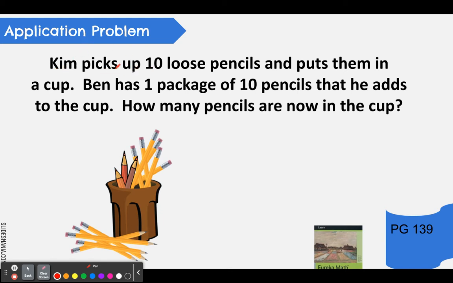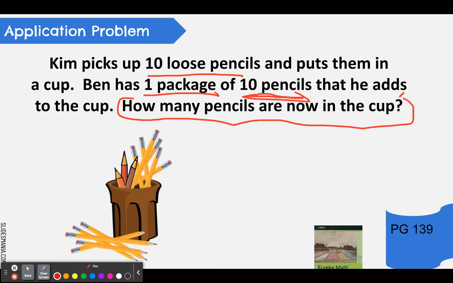Kim picks up 10 loose pencils and puts them in a cup. So there's 10 pencils in a cup. And then Ben has one package of 10 pencils. So in that package that Ben has, there's 10 pencils in it. So Ben adds that package of 10 pencils to the cup. How many pencils are now in the cup? So our question is, how many pencils are now in the cup?